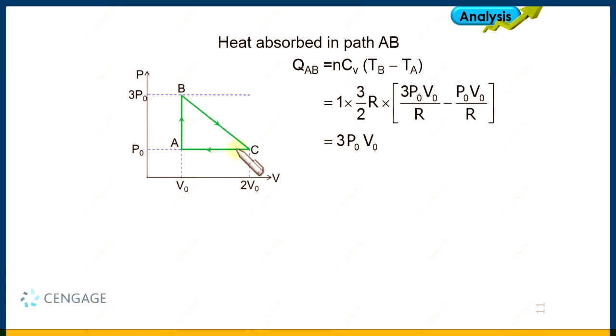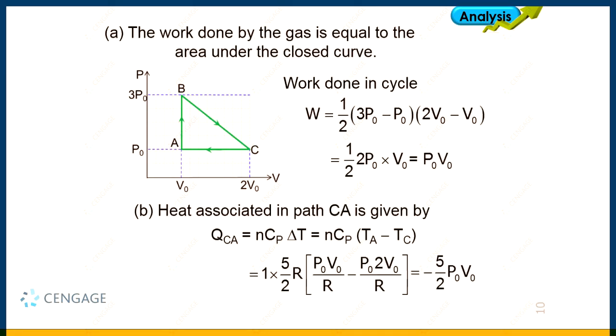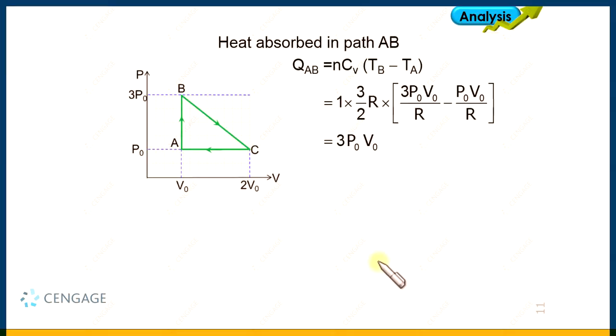Now, we have calculated the heat in this part and this part. In this part heat was rejected and in this part heat is absorbed, right. And we know this is a cyclic process, and in any cyclic process heat supplied is equal to the work done by the gas, and the work done by the gas we have calculated in the first part, that is equal to P naught V naught. That means we can write heat supplied equal to work done by gas, right.